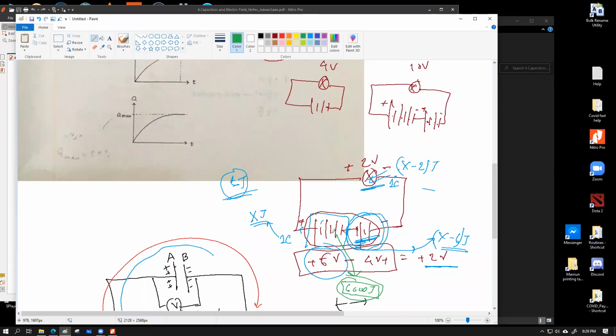Sir, I had one more question. Yes, go ahead. Sir, capacitors store energy, not charge. What is the exact reason for it?